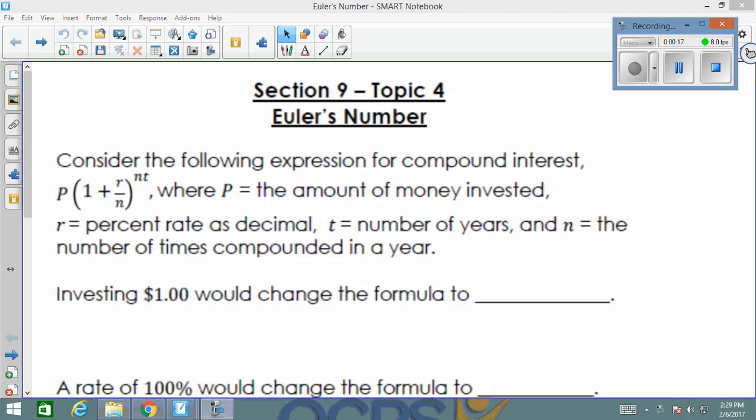P is the amount of money invested, or your principal. R is that percent rate as a decimal. T is the number of years. N is the number of times that you compound in a year.